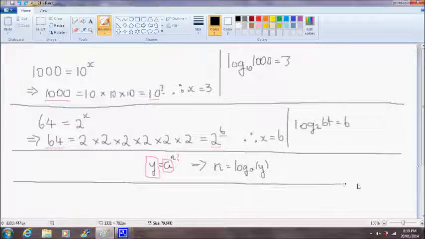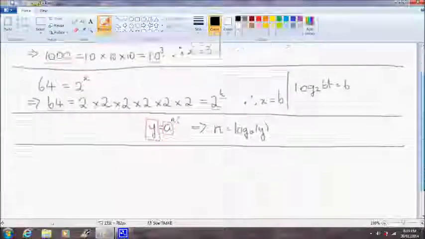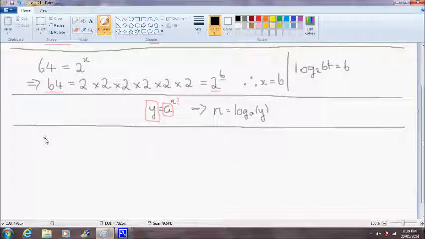Alright, so let's do an example. Let's say that I have the expression log to the base x of 3 equals 4. So in other words, I have a mystery base that I want to find, and if I raise that base to the 4th power, I get the answer of 3.